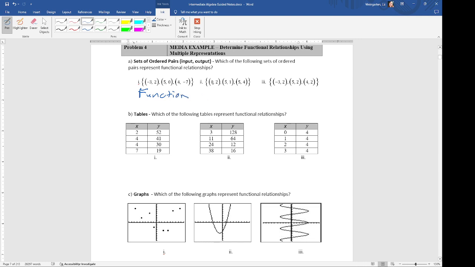This next one, we have a repeated value here. We have 5 repeated. So because 5 has 2 different outputs, this one is not a function.